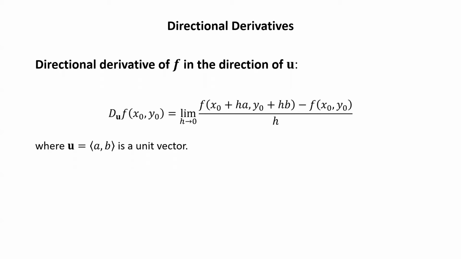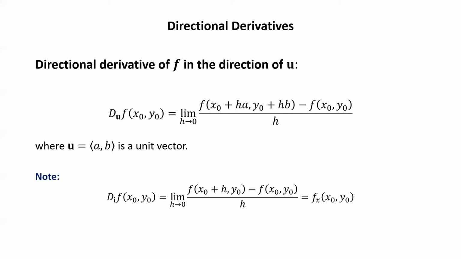So the directional derivative of f in a given direction is a generalization of the partial derivatives that we already know. The partial derivatives are actually directional derivatives in two specific directions. For example, D sub i, where i is the vector with components 1, 0, of f at x0, y0. Notice for i, we're replacing a by 1 and b by 0, and we get exactly the definition of the partial of f with respect to x at x0, y0.